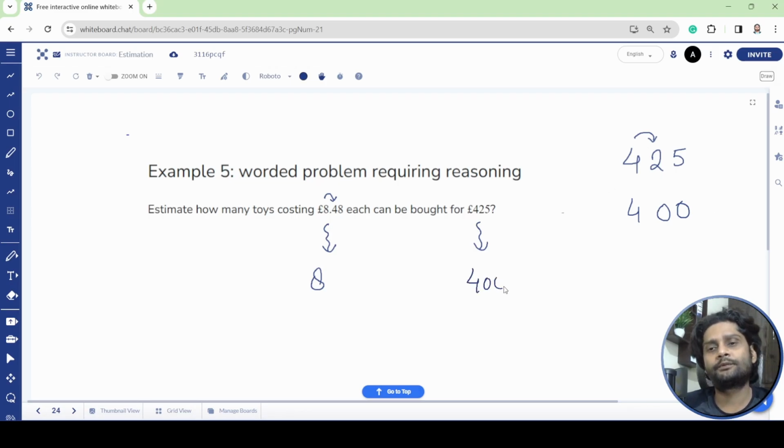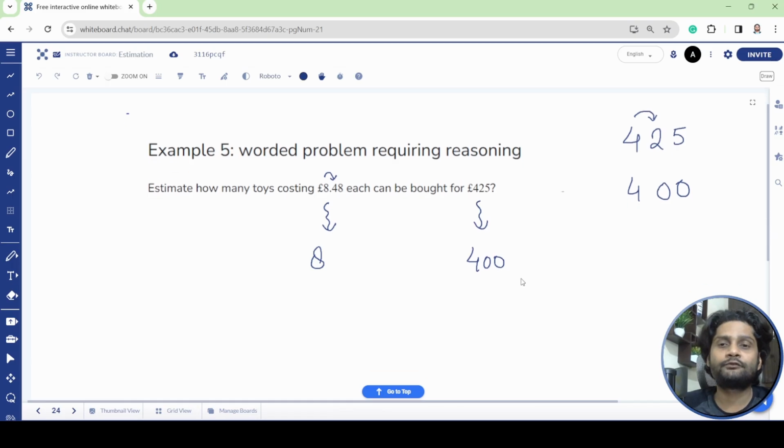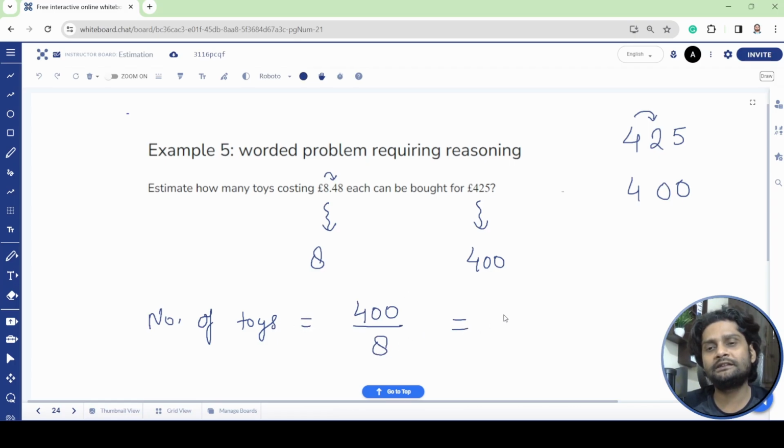It becomes 400. Now by just logic you can see that if you have a total of 400 pounds with you and each toy costs 8 pounds, how many toys can you buy? So the number of toys that can be bought by that money is basically 400 divided by 8. So approximately that's going to be 50. So there are approximately 50 toys that you can buy with this much money.